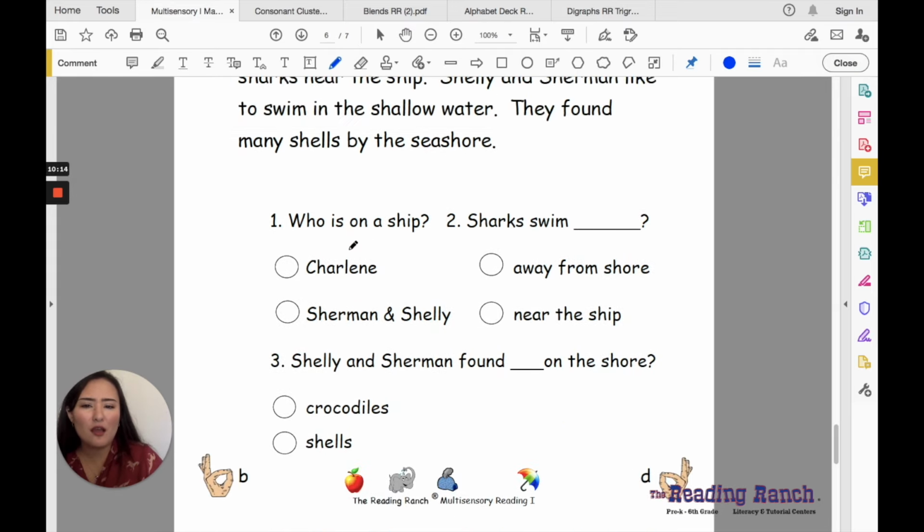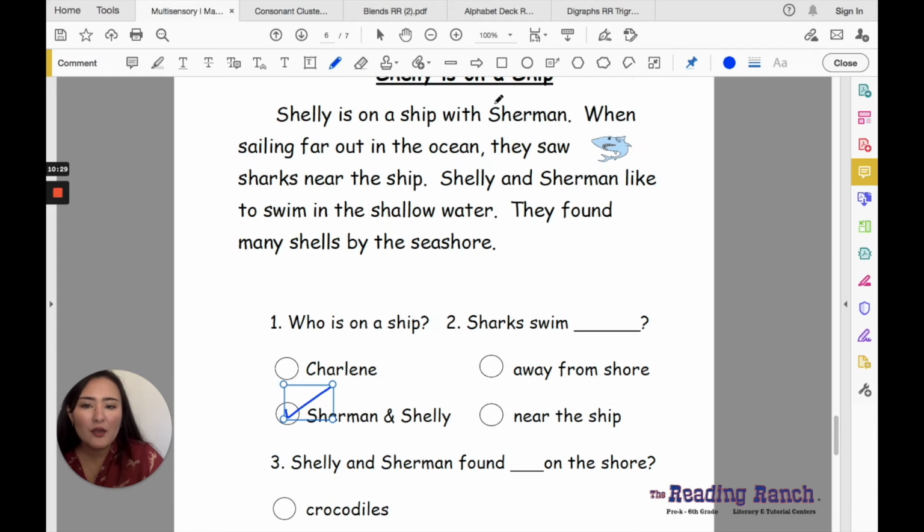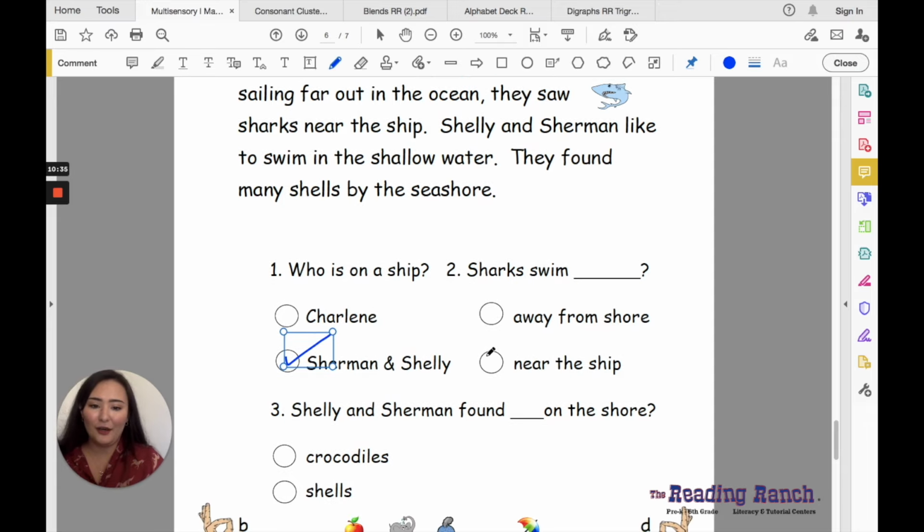So, who is on the ship? Was it Charlene or Sherman and Shelley? You're right, it's Sherman and Shelley, okay? Sharks swim away from the shore or near the ship? Let's go back and look. When sailing far out in the ocean, they saw sharks near the ship. There you go. Shelley and Sherman found what on the shore? Did they find crocodiles or? Yeah, you're right. They found shells.